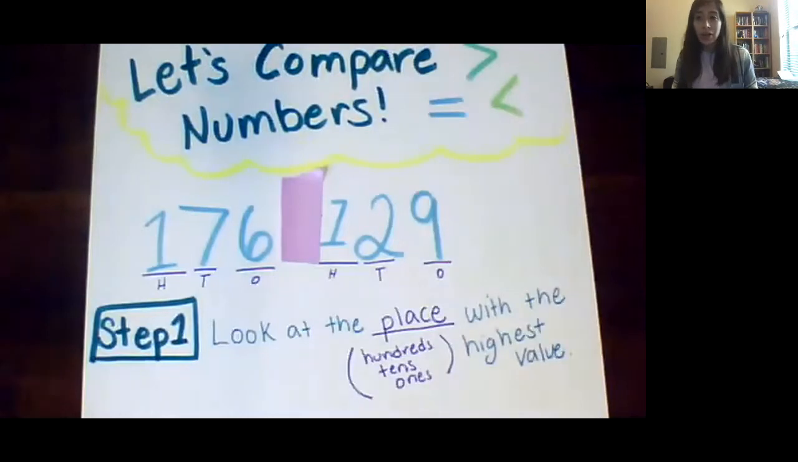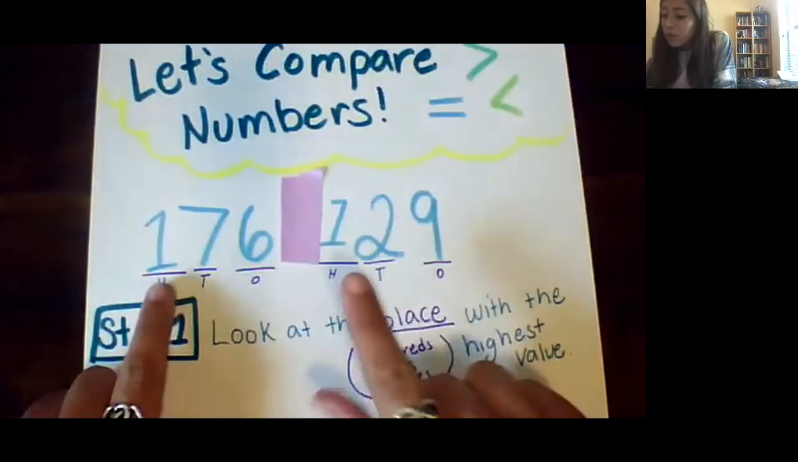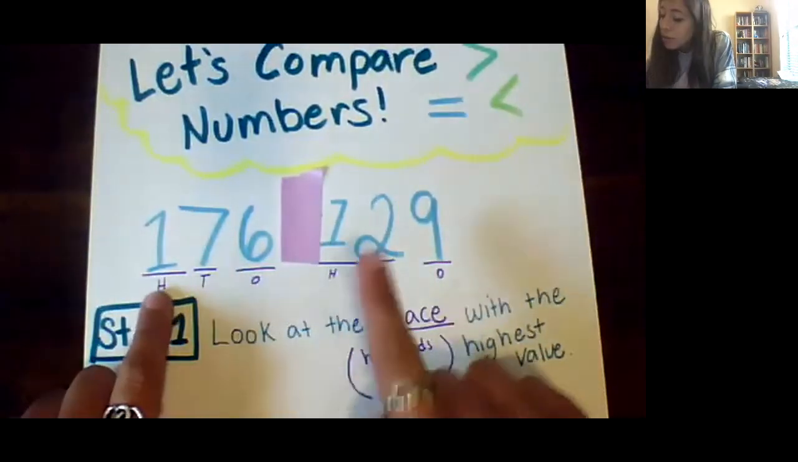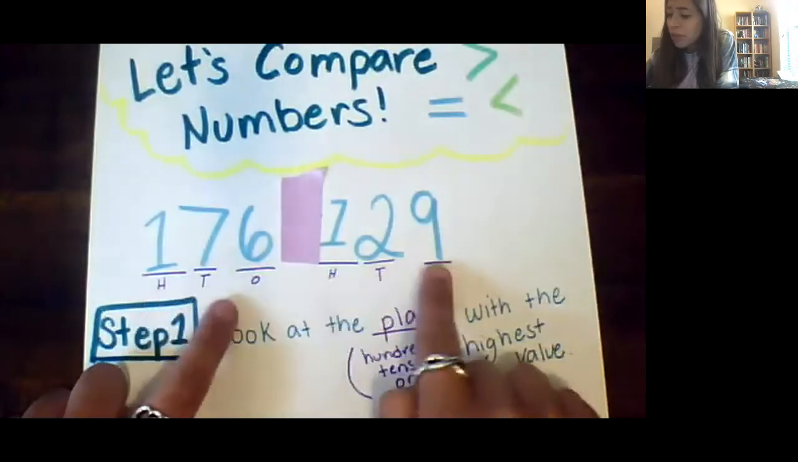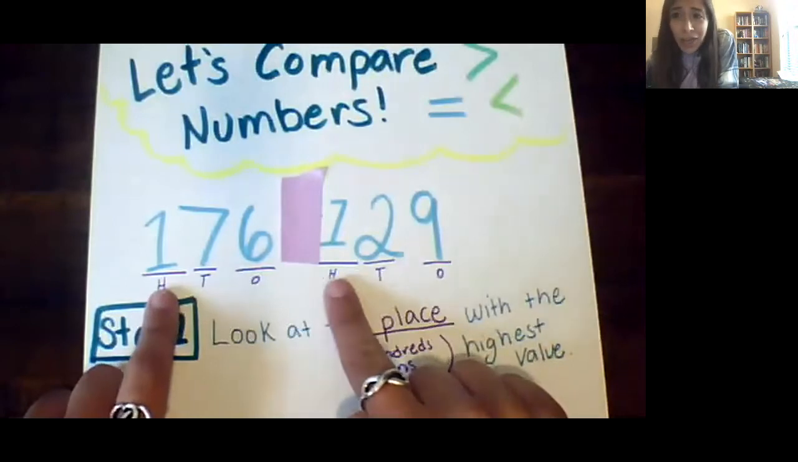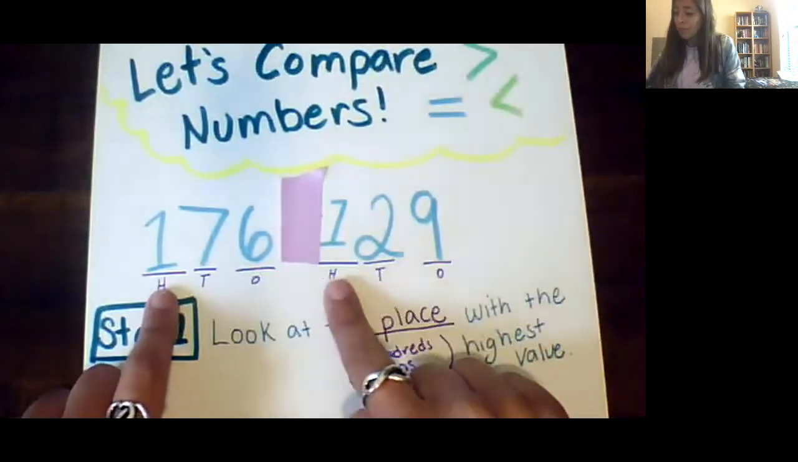So let's take a look at our hundreds and compare. Let's see, 176, there's a 1, and 129, there's a 1. Well, I'm not sure, friends. That's the same number. We can't compare numbers if they're the same. That means they're equal to, but they're clearly not. So I wonder what I do next. Let's take a look at our next step.